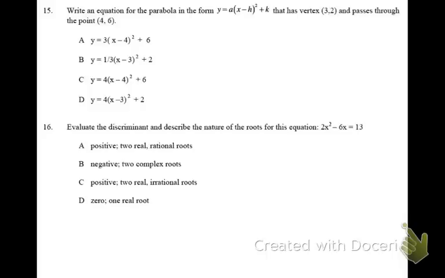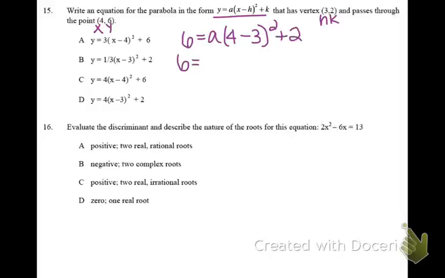Write an equation for the parabola in the form y equals a(x minus h) squared plus k that has the vertex (3, 2) and passes through the point (4, 6). So your vertex is (h, k), and the point that it passes through is your x and y. So you're going to replace those 4 numbers in this formula over here. So my y was 6. We don't know what a is. That's actually what we're solving for. Your x is 4, minus h, which is 3, squared, plus k, which is 2.